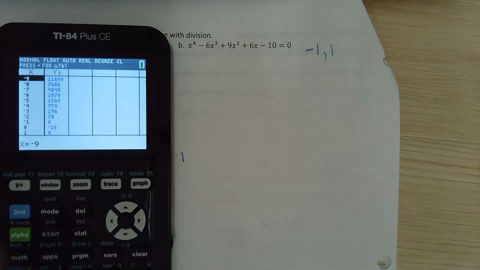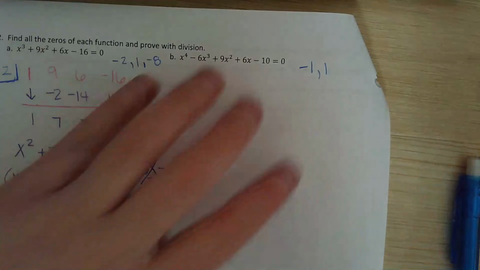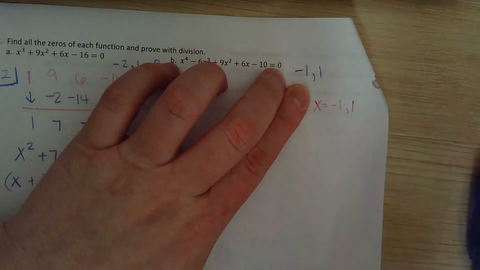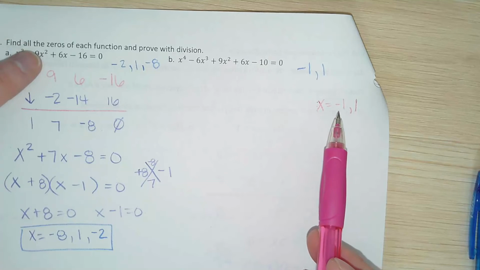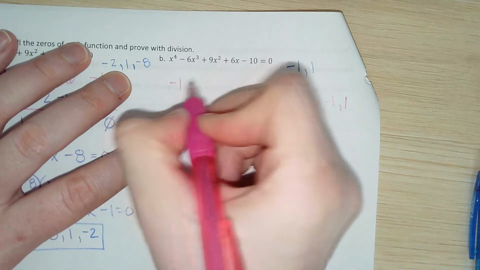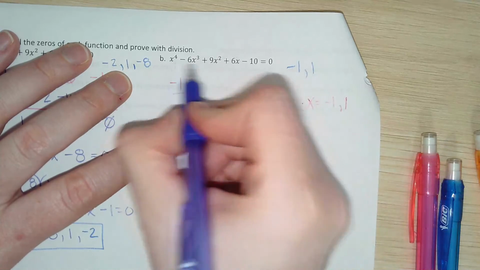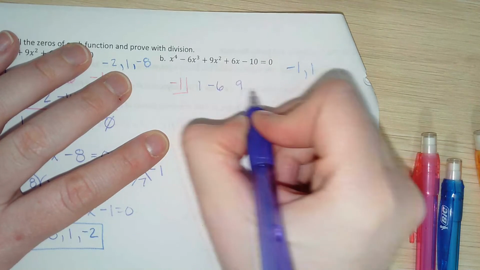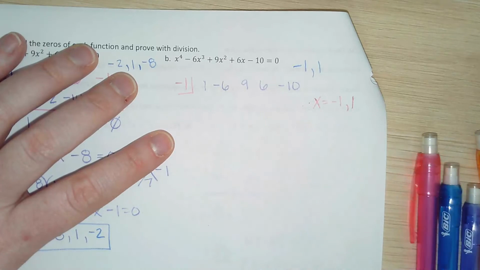Okay? So since it's x to the 4th and I have to get to x squared, right now my solutions, I know I have x equals negative 1 and 1 because that comes from my table, but I still have to prove it with division. So I'm going to do synthetic division. So negative 1, I'm just going to go in the box. Coefficients, going across, 1, negative 6, 9, 6, negative 10. I'm going to drop these down.